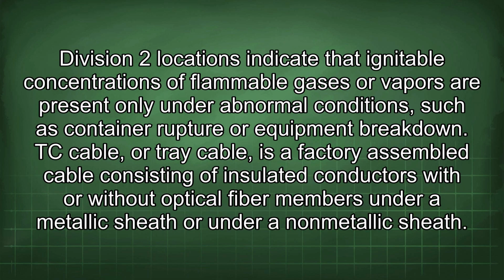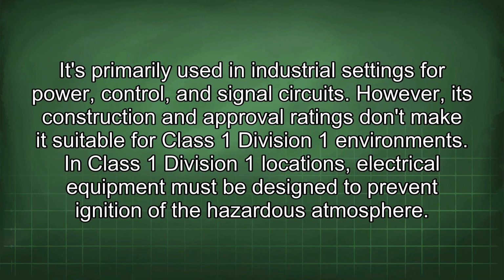Division 2 locations indicate that ignitable concentrations of flammable gases or vapors are present only under abnormal conditions, such as container rupture or equipment breakdown. TC cable, or tray cable, is a factory-assembled cable consisting of insulated conductors with or without optical fiber members under a metallic sheath or under a non-metallic sheath. It's primarily used in industrial settings for power, control, and signal circuits. However, its construction and approval ratings don't make it suitable for Class 1 Division 1 environments.